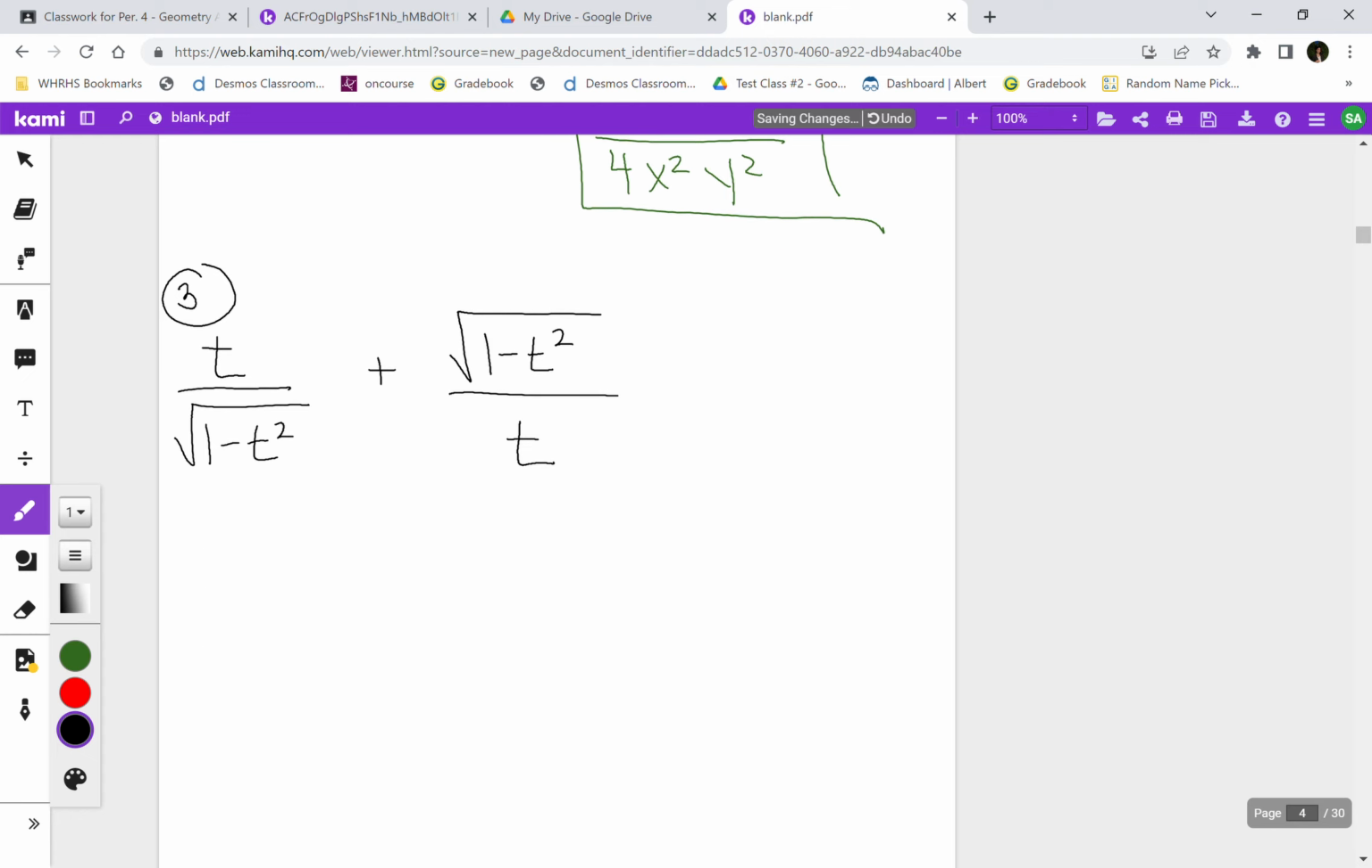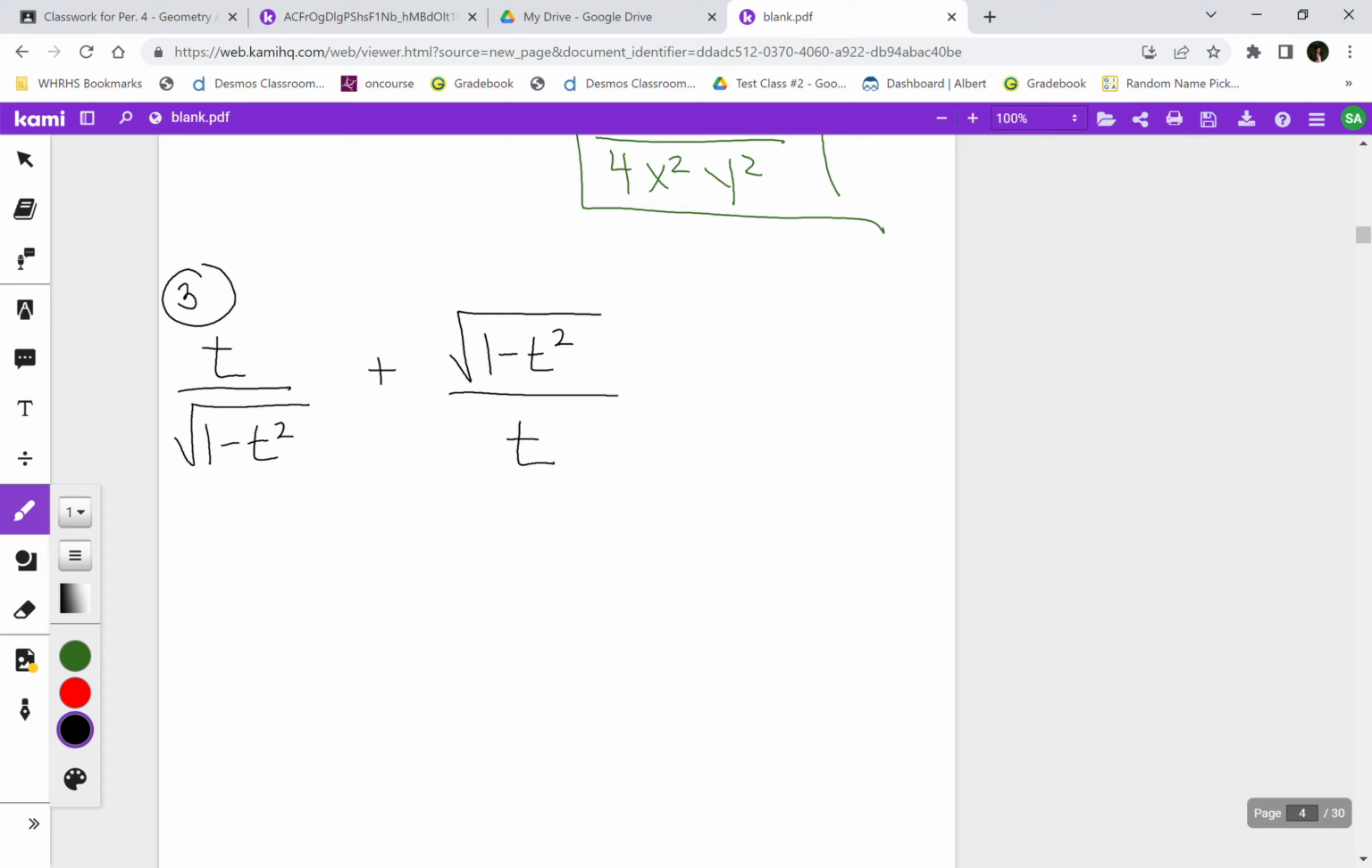Okay, so I have t over the root of 1 minus t squared plus the root of 1 minus t squared over t. Is this an equation? No, this is not an equation. Since it's not an equation, what must we create? I heard it. Common denominator. If it were an equation, we'd want to eliminate the denominator. But since it's not an equation, we need to create a common denominator.